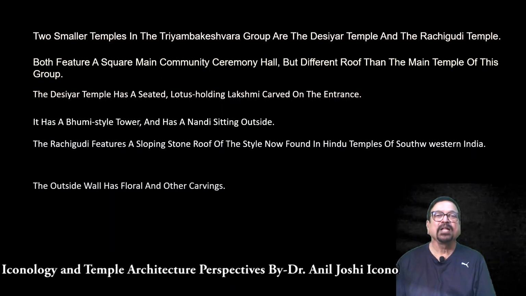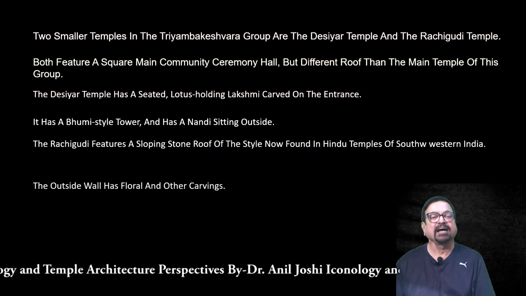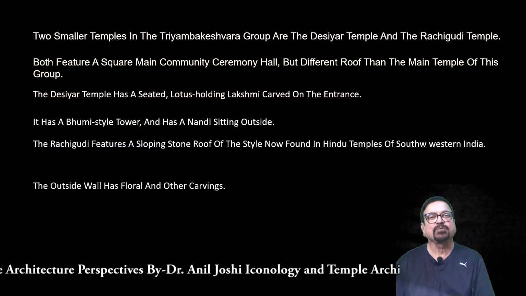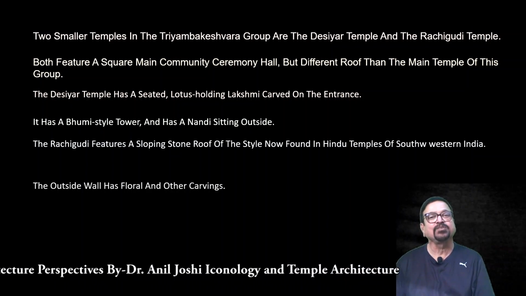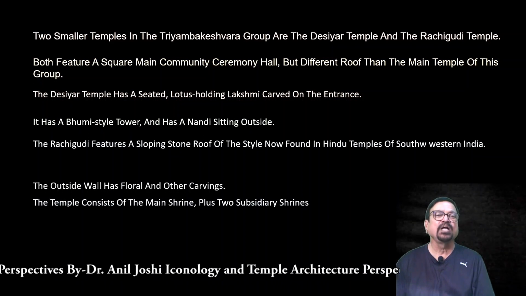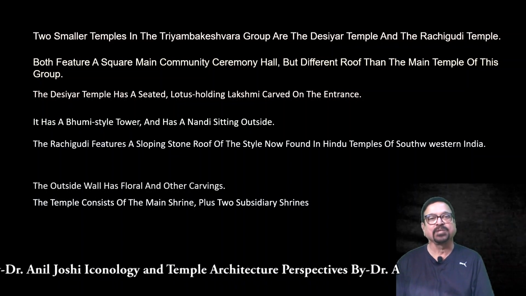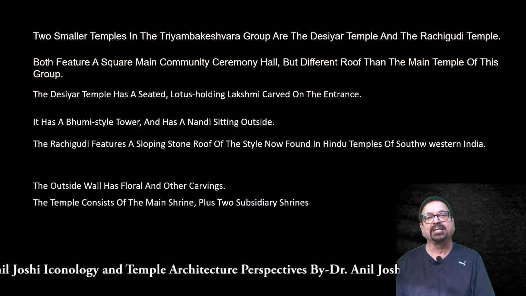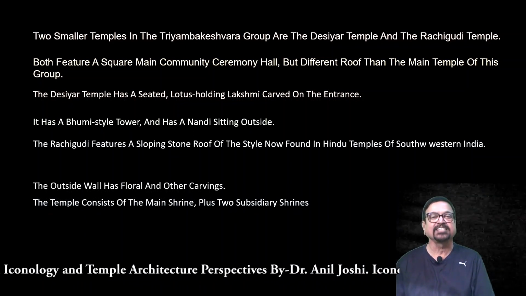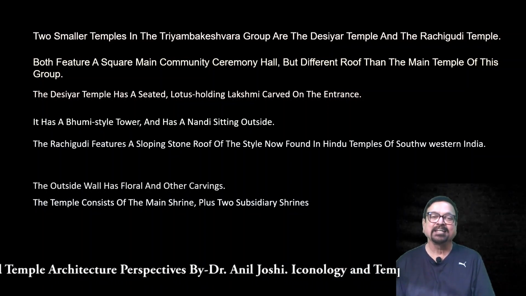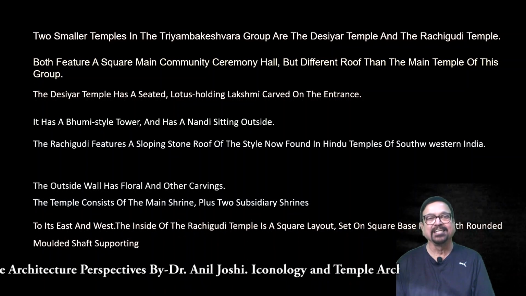The outside wall has floral and other carvings. Now the outer wall is a component, also a feature of Dravidian style. A lot of Dravidian temples have an outside wall and a Gopuram also. But here, the Gopuram is not there, only the outside wall. The temple consists of a main shrine plus two subsidiary shrines. So here what we are saying is one temple, multiple shrines.